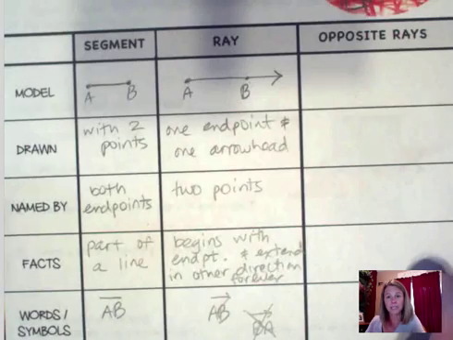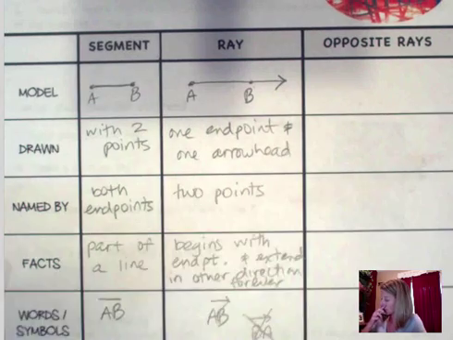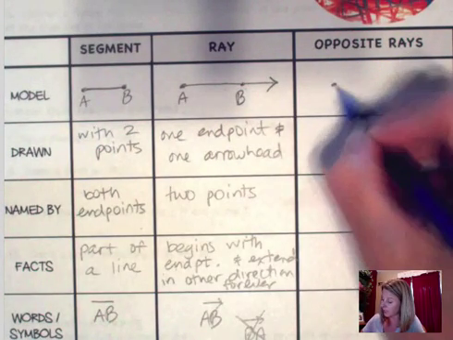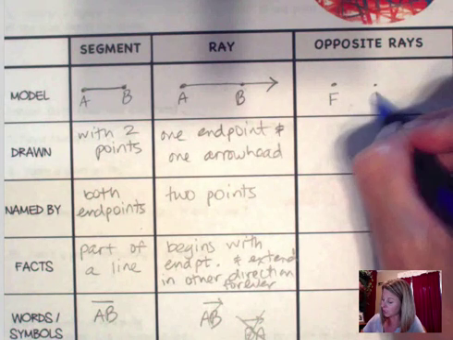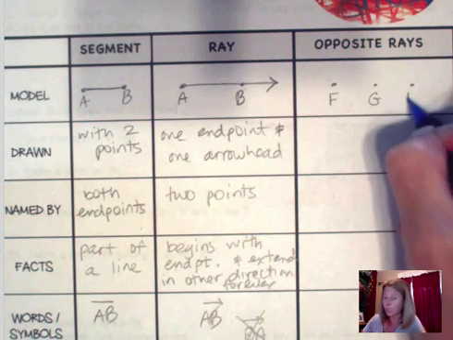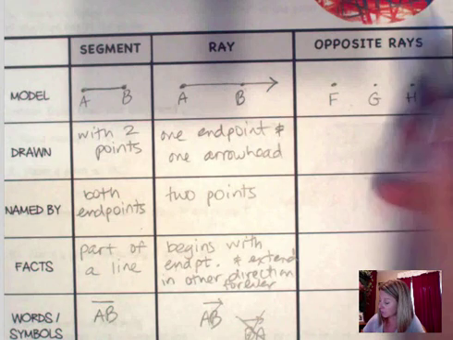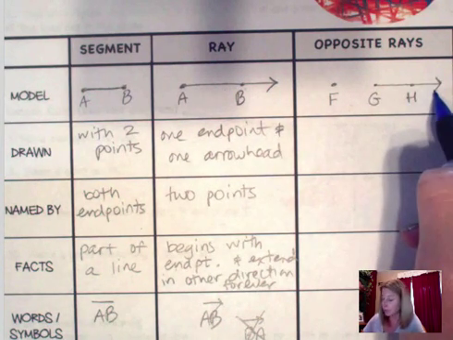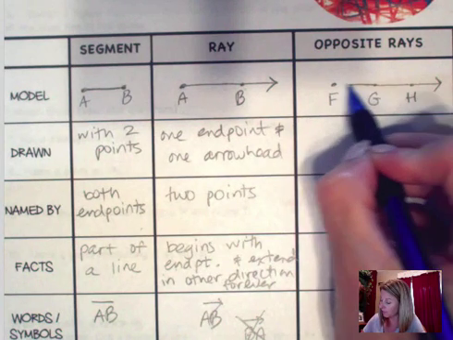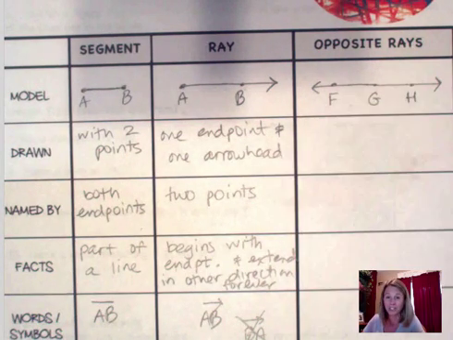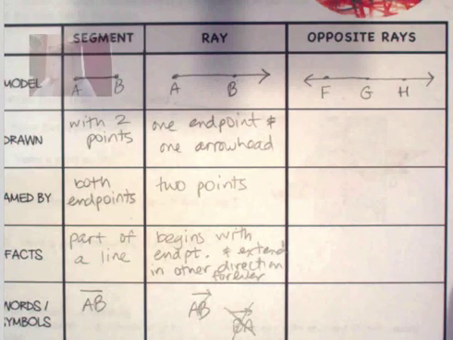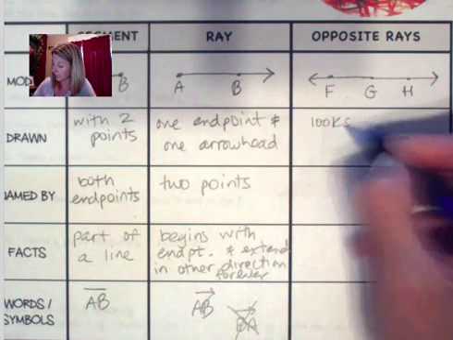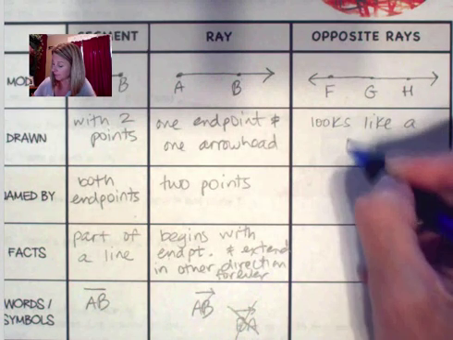All right, finally, let's finish out with opposite rays. Opposite rays look like this. There are actually 3 points, F, G, H, and there are 2 rays connected. So I'm going to go from G over to H and make a ray, and then I'm going to go back to G and go through F and make a ray. So actually it looks like a straight line. So it is drawn, I'm going to write here, looks like a line.